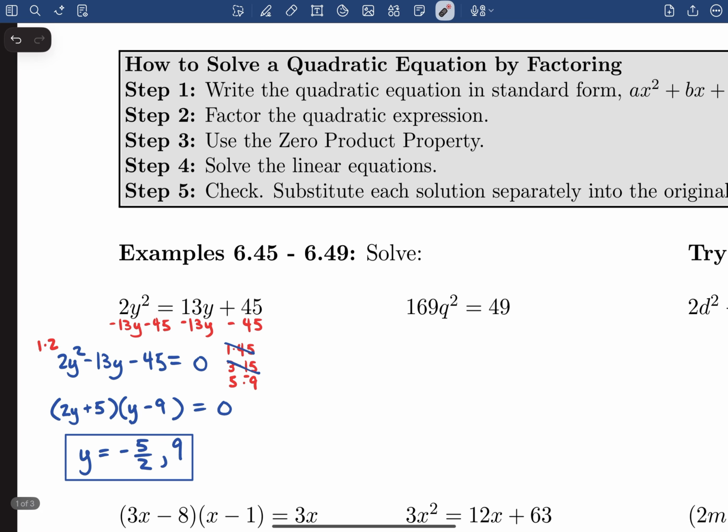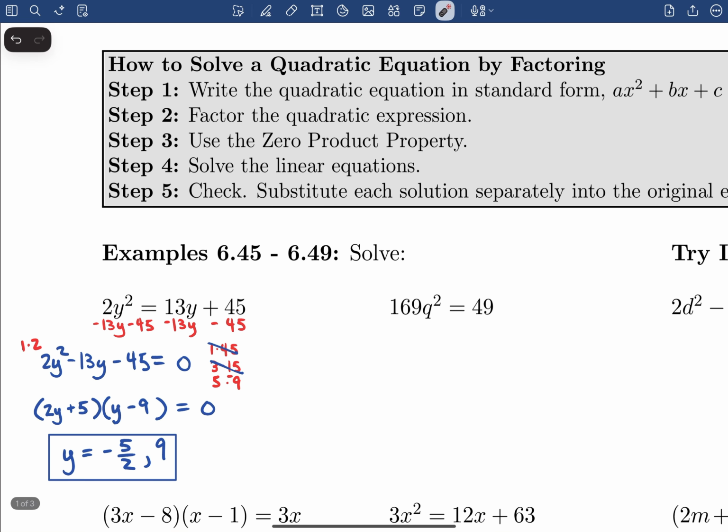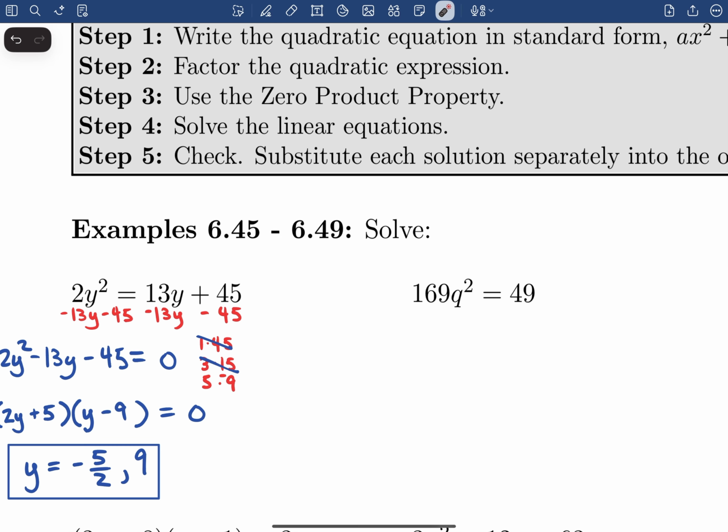Then I factored the quadratic expression, right, in step 2. Then I used the zero product property to find the solutions, right? Okay, setting each of these equal to 0, I could solve and find these values. You could, of course, check by substituting each of these values into the original equation to see if it's true. I'll leave that for you to accomplish. Let's move on to the next example.